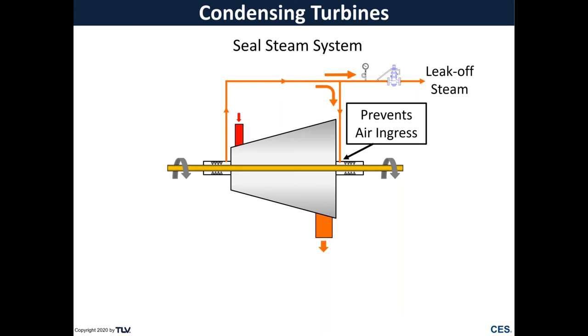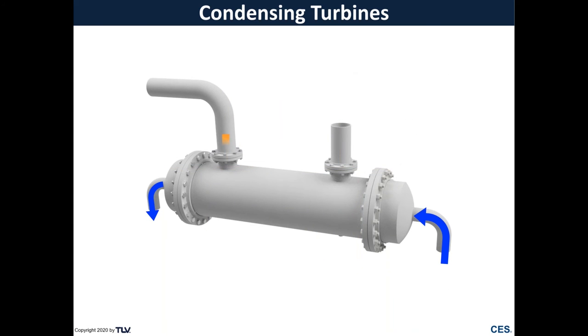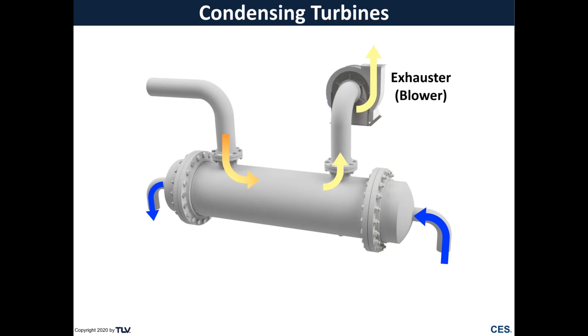Steam leaking in at this far end is preferable to air, but there is still some potential for leakage along the shaft to the surroundings. So this steam is drawn off from the outside of both gland seals under slight vacuum to a gland steam condenser. The flow configuration of the gland steam condenser is very similar to that of the inter and after condenser previously discussed, except that the air is removed from the condenser under slight vacuum by an exhauster or blower fan.